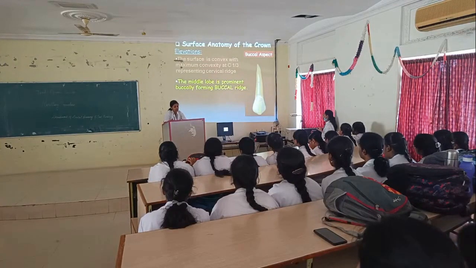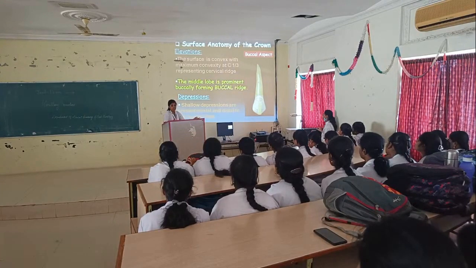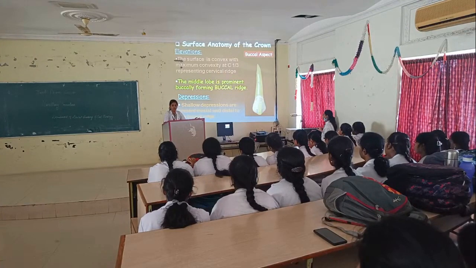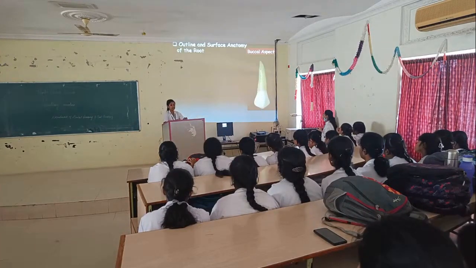Next, we are going to see the depressions. There is a shallow depression present on the mesial and distal sides of the buccal ridge. Near the buccal ridge, the yellow color structure, the blue dotted line shows the shallow depressions on the mesial and distal sides of the buccal ridge. Here the surface is smooth and convex. Next aspect is the lingual aspect.